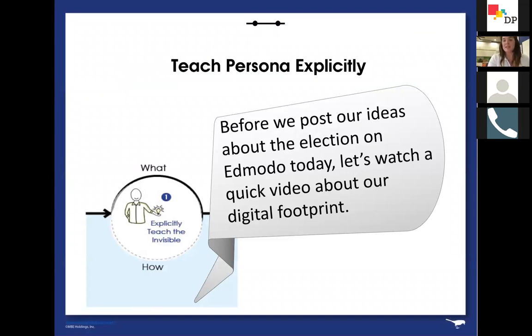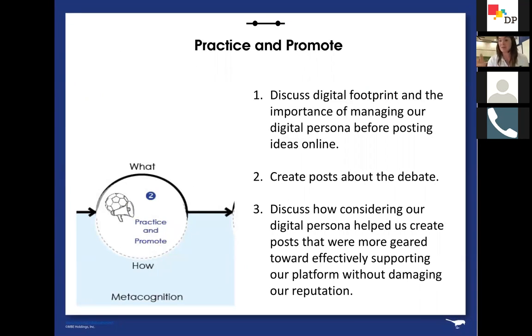So if I were going to teach a lesson on infusing persona, I would teach persona explicitly, and it might look like this. Before we work on our online thing, let's look at this video on our digital footprint. Let's really look at what that is and how we can help manage our persona. So I would work through teaching my learners about digital footprint and managing their own persona first. Then we would go and discuss digital footprint and the importance of managing our digital persona before we post online.